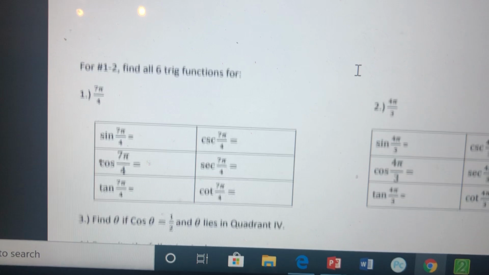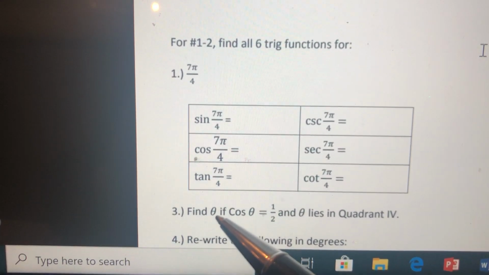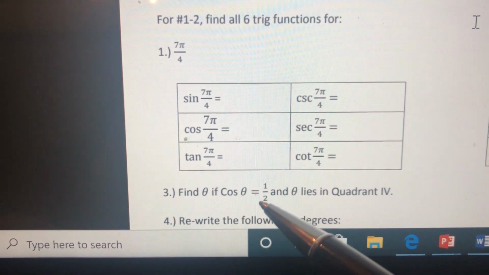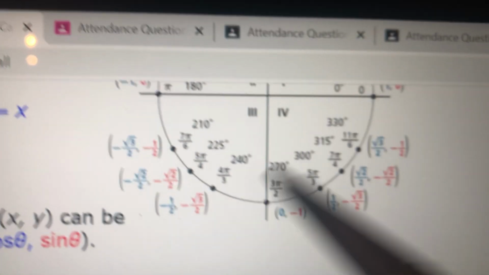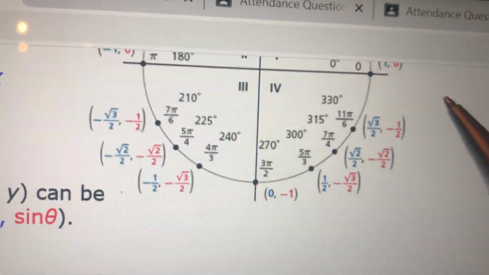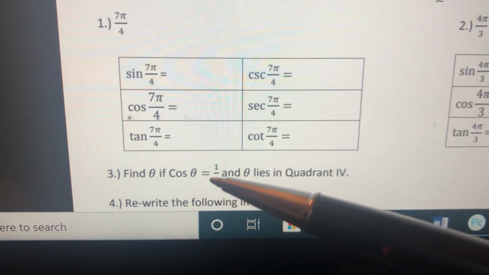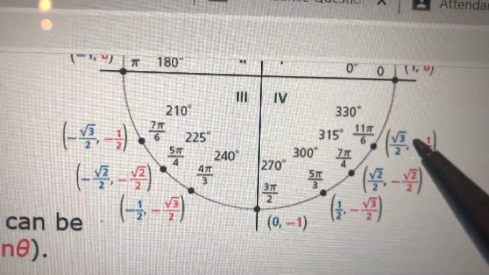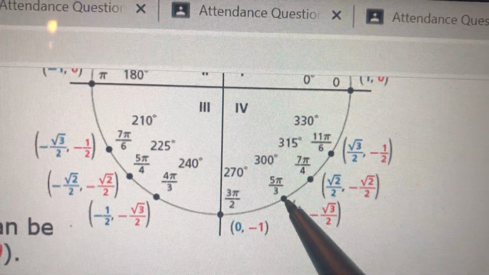Let's talk about number 3. Whenever it says find theta, that means find the angle. Find the angle if the cosine is 1/2 and lies in quadrant 4. Let's use this one here. I'm in quadrant 4. My cosine is my x coordinate, so if the cosine is 1/2, what is the angle? Where is my x 1/2? That's right here. So at what angle is that?